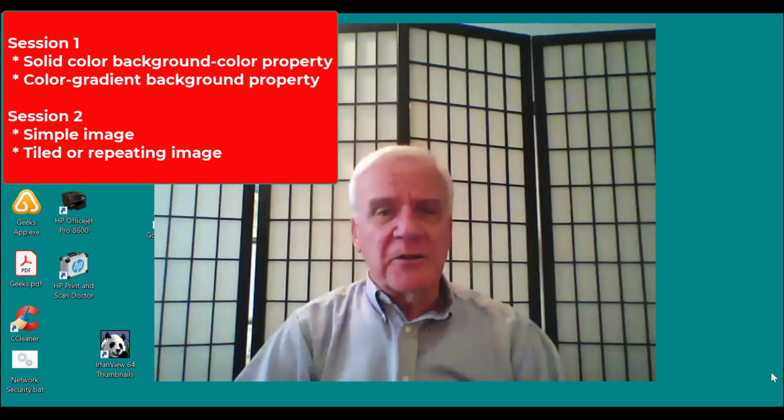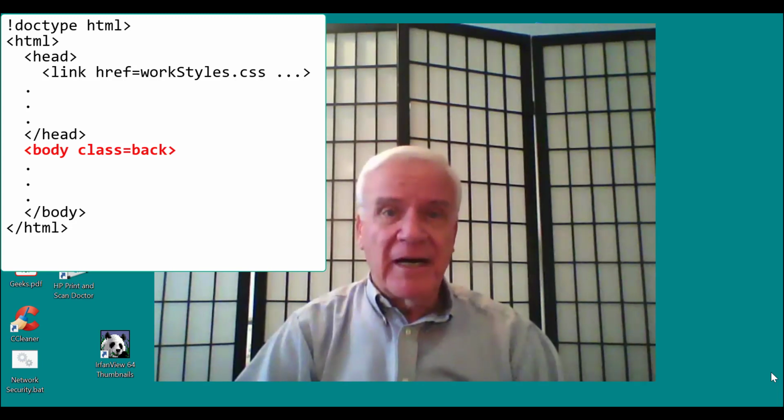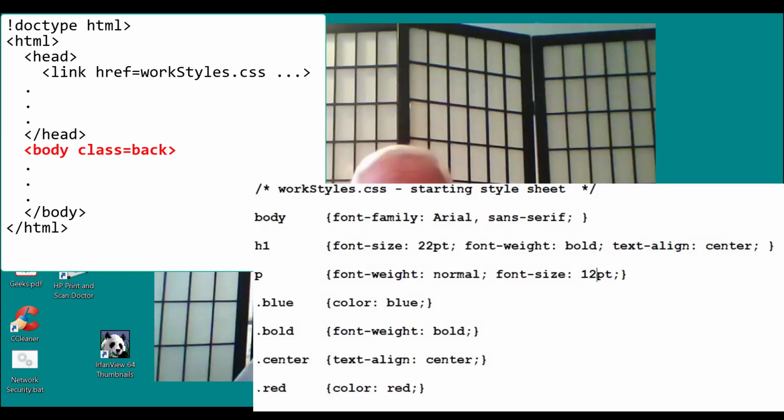Our strategy will be to modify our body element so it has a class: body class equals back. And then we'll work with workstyles.css to experiment with the rules we apply to .back. Turns out we can use a lot of these background features in other elements, such as text areas or span or p and more as well.